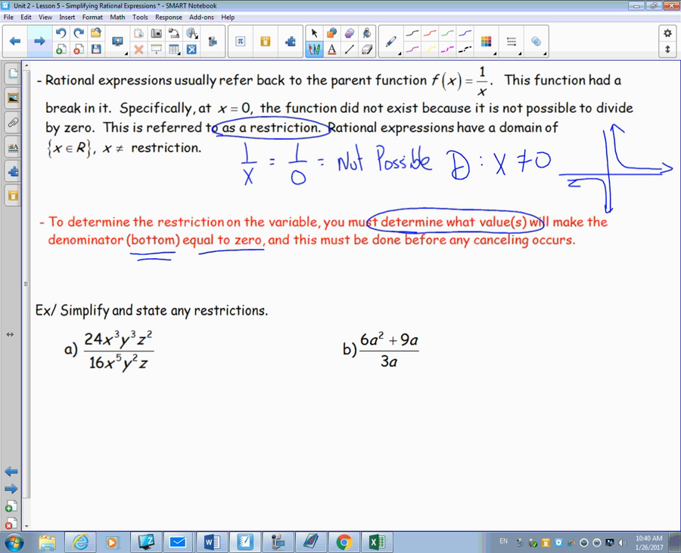And we have to do that before any canceling occurs, because sometimes our restrictions would disappear, and yet they are still part of the function because they were part of the original function, not the simplified one.